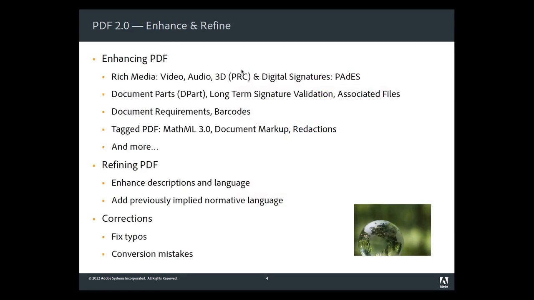So I'm going to talk a little bit about the enhancements and the refinements we've been making over the past 4 years. So basically, we've put a few new features in there. PDF is not going to change significantly between PDF 1.7 and 2.0. It's not going to change from being a paginated format. It's fundamentally the PDF you know and hopefully love. But we have added some new capabilities. We've enhanced some of the media features. We've added new 3D support, which is one of the topics that will be talked about tomorrow, I believe, PRC. We've continued the expansion of digital signatures, including long-term validation and other enhancements. And we've just basically kept growing it.